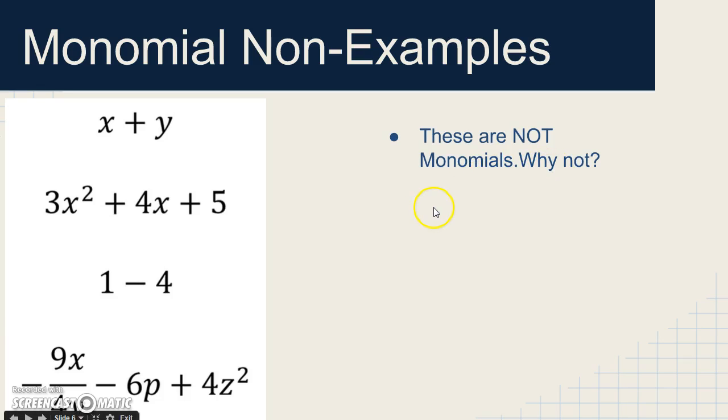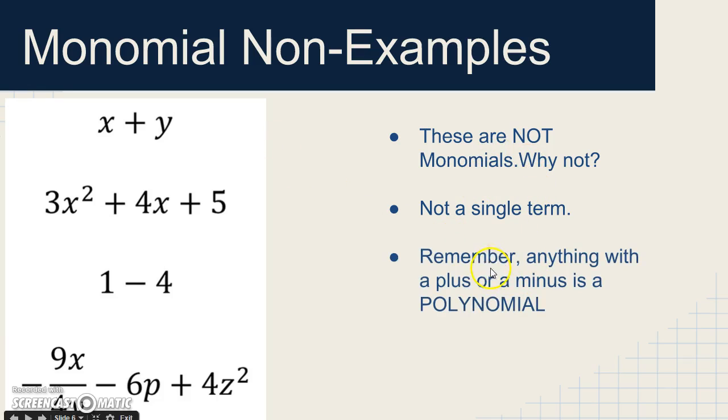Now, why aren't they monomials? Guesses? Again, waiting. Excellent ideas. Biggest difference is these are not single terms. This is 2 terms, this is 3 terms, this is 2 terms, this is 3 terms. They're not single terms. So when they're not single terms, that means they have numbers, letters, exponents split up by a plus or a minus sign, and we call these polynomials. Okay, polynomial. Monomial, single term, polynomial, multiple terms. That's another good way to remember which one is which.